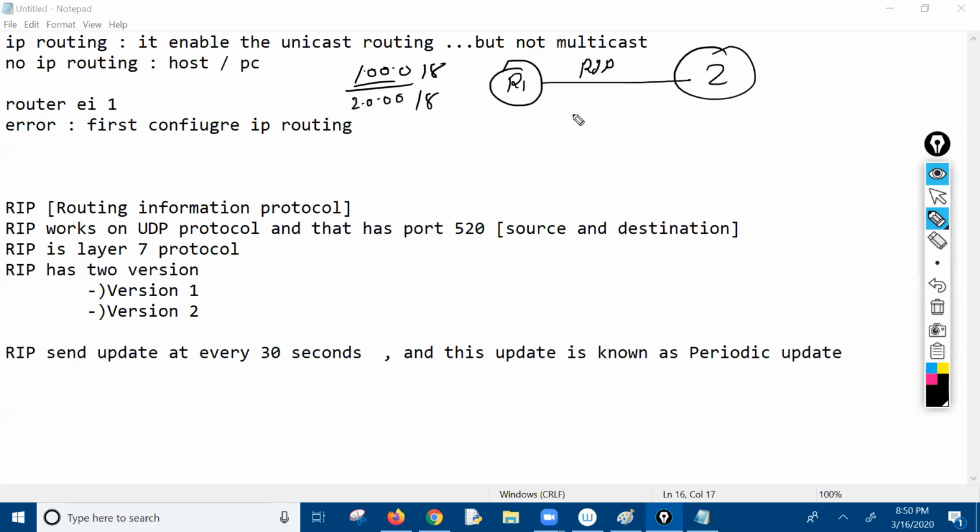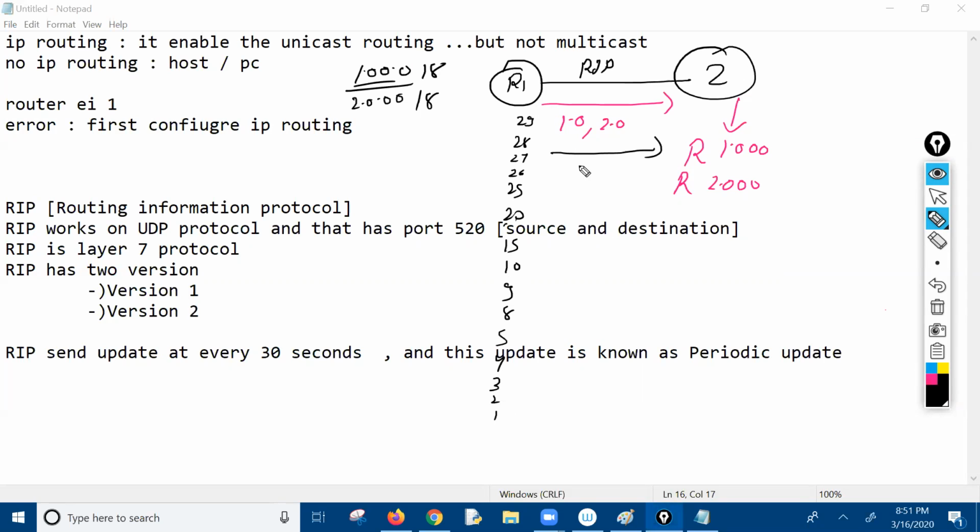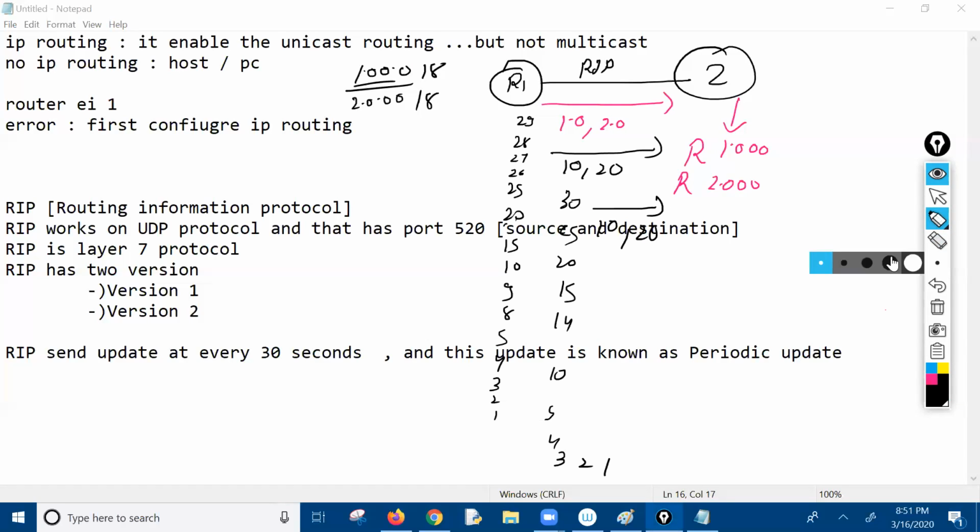R1 is going to first send the update to R2, and in this update we have the 1.0 and 2.0 information. R2 will install this information in its RIP routing table. This update has been sent. After sending the update, the timer counts down: 30, 29, 28, 27, 26, 25, 20, 15, 10, 5, 4, 3, 2, 1, and then I'll send the next update. Then again the same countdown, and I'll send the next update. So every time I'm going to send the same information.